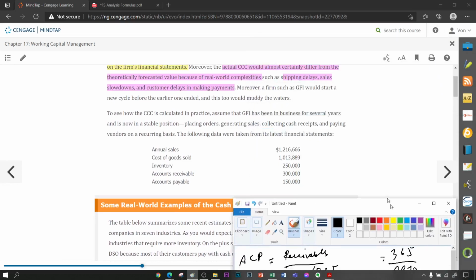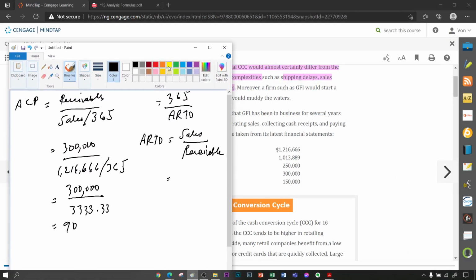Yan. Annual sales, 1,216,666 divided by magkano yung receivables? 300,000. Ano yung makukuha mo diyan? 1,216,666 divided by 300,000. 4.05. Okay. Familiar ba sa'yo yan? Yan din yung na-compute natin kanina, no?